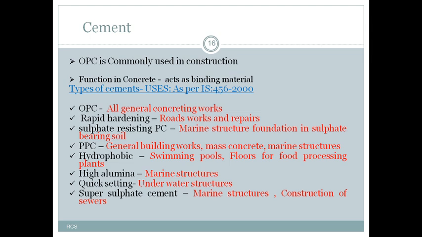Next one is PPC, meaning Portland pozzolanic cement. Generally, it will be used for all building works, mass concreting works, and marine structures. Hydrophobic cement is used in construction of swimming pools and floors for food processing plants. The next type of cement is high alumina cement. It will be used for marine structures. Next, quick setting cement. It is used in underwater structures. Super sulfate cement will be used in marine structures as well as construction of sewerage lines.